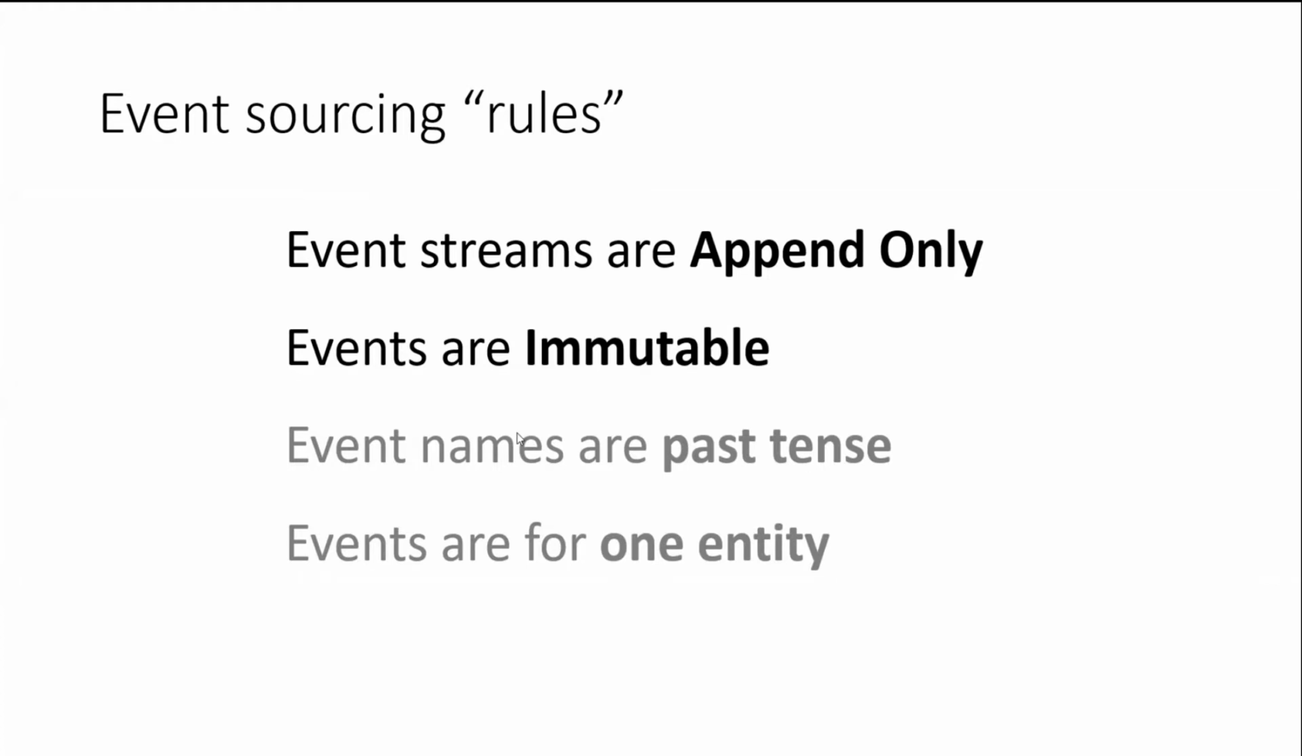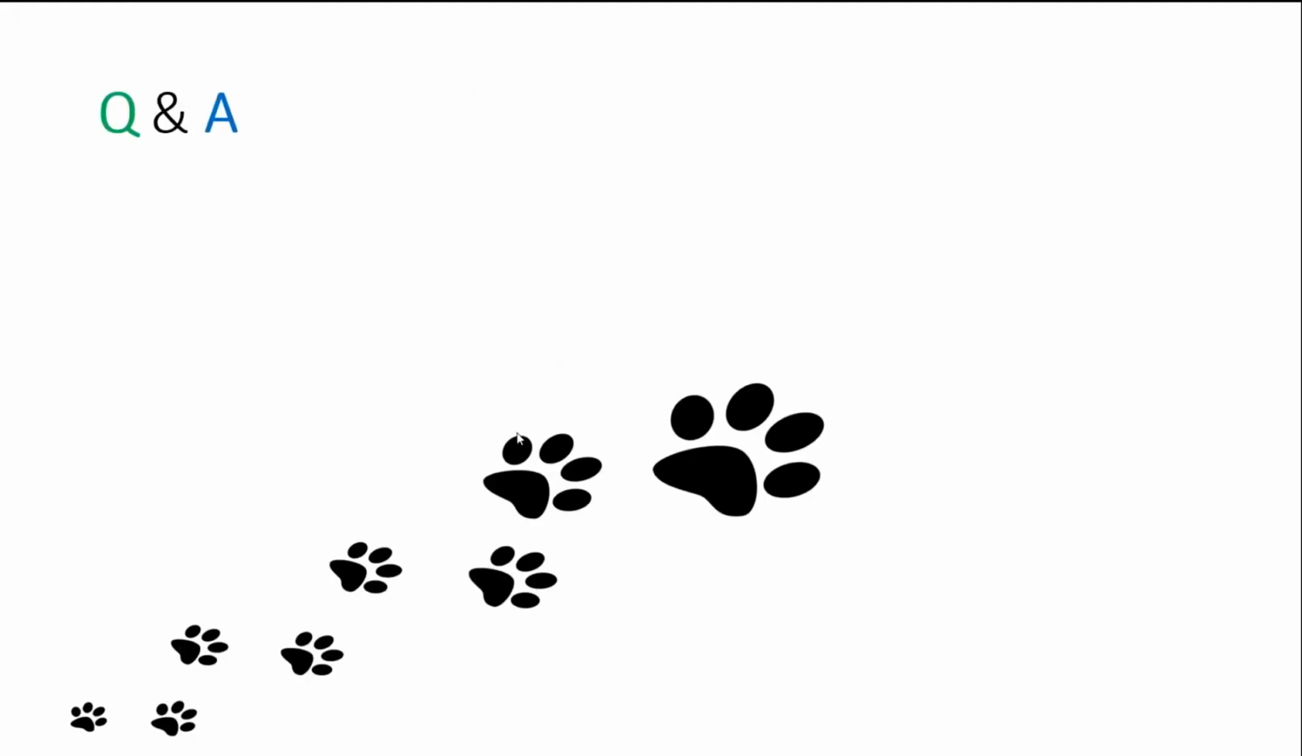The general good practices are that you should name your events as a past tense verb. So, for example, money withdrawn rather than withdraw. It just makes it more obvious that these are things that have happened in the past. And the other thing is that events are only for one entity. So when you have an event for money withdrawn, it can only apply to one bank account. That's because everything depends on that idea.